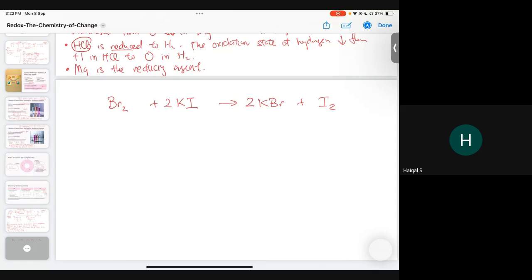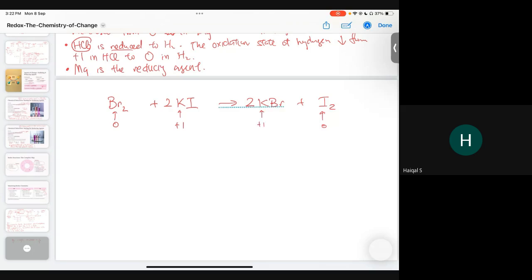So I'm gonna apply the rules now. I'm gonna do a bit faster now. Okay, so just take note. Rule 0 applied to here. So bromine, iodine, both in element form. Group 1 element, potassium. Group 1 element, potassium.